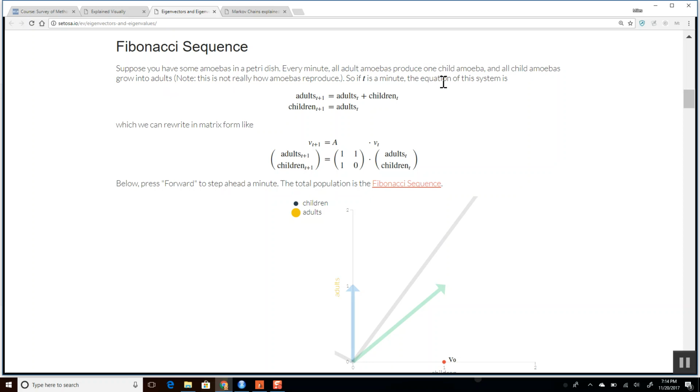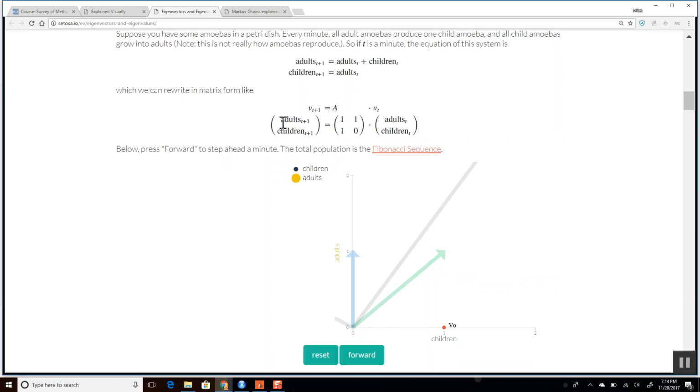So if t is a minute, the equation of the system is adults equal to the number of adults plus children, and the number of children will equal the number of adults. Okay, so we're going to start off with one child, and when I transition, it becomes one adult. And then at the next step, the adult produces a child. And so we've got one child, one adult. And we'll go forward.